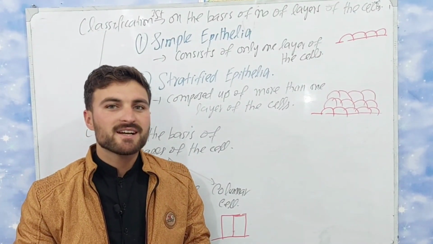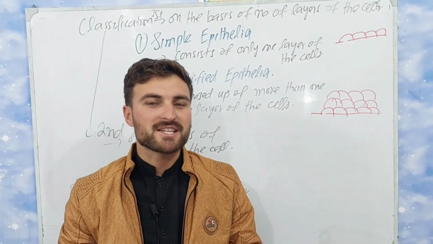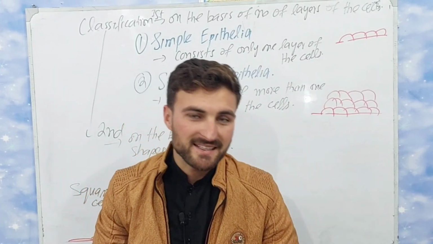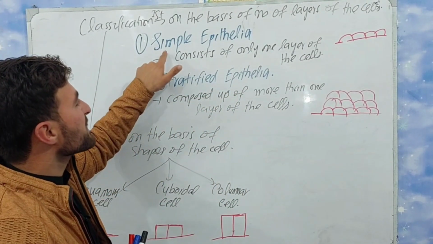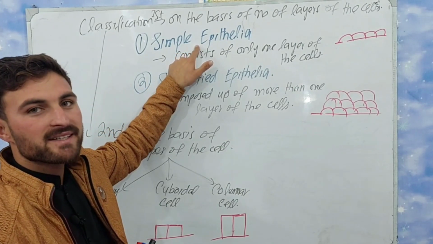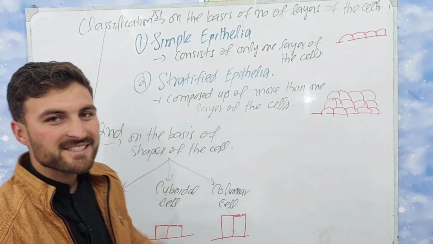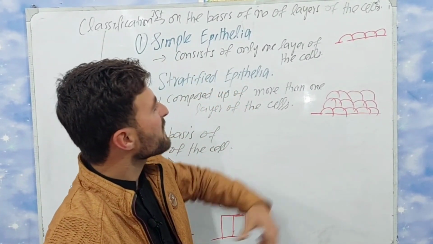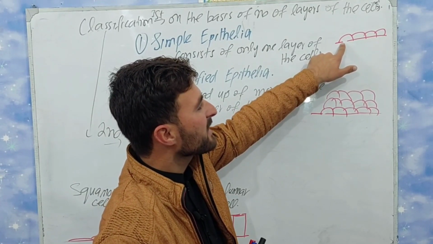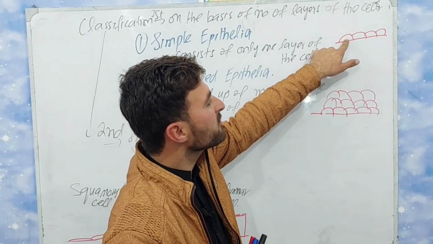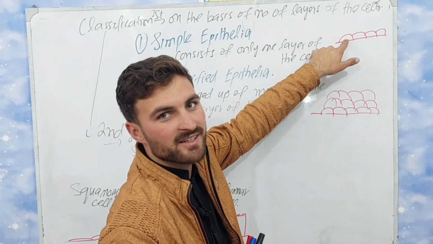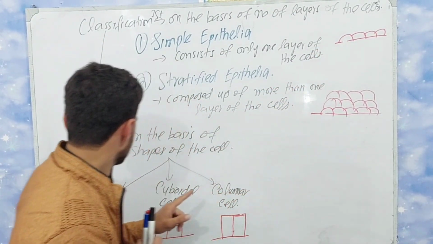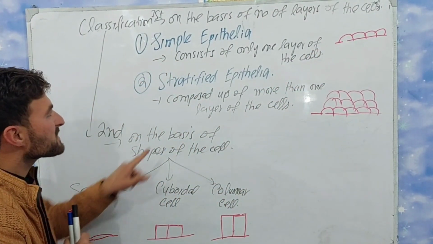After discussing these two ways of classification, now let's discuss something which is very important: the simple epithelia have three main types on the basis of the shape of the cell. Let's suppose this is the basement membrane and the cells which are here. If these cells are flat, we will call that simple squamous epithelia.